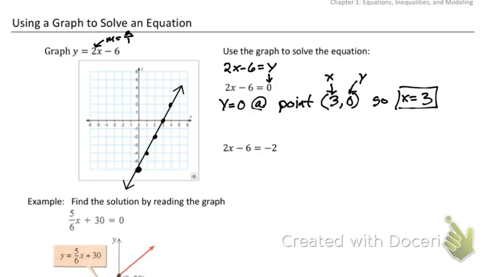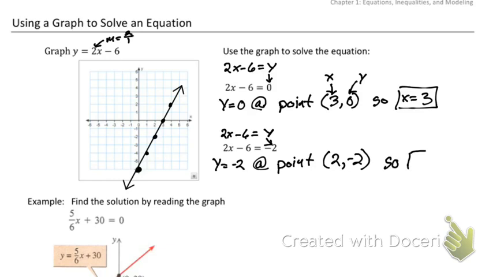Our next one's similar. 2x minus 6 is the exact same setup as our equation, 2x minus 6 equals y. So we're looking at where y equals negative 2. We go down to where y equals negative 2, which is right here. It leads us to that point, (2, -2). So y equals negative 2 at the point (2, -2). So x just equals 2.